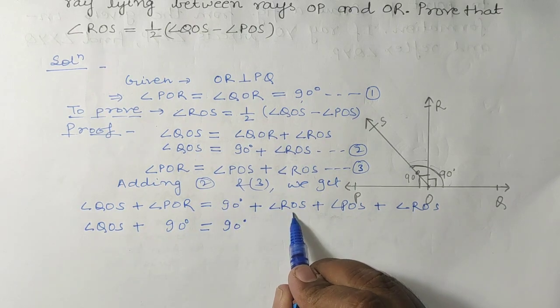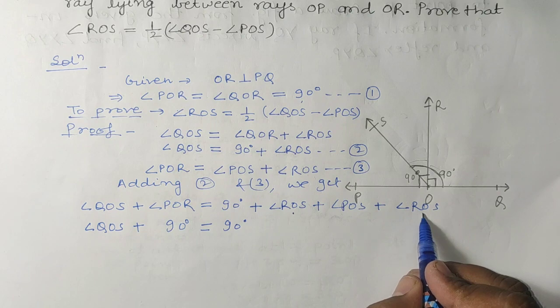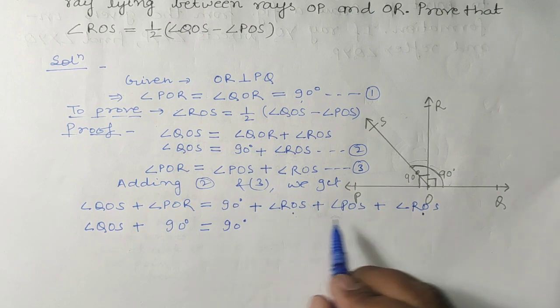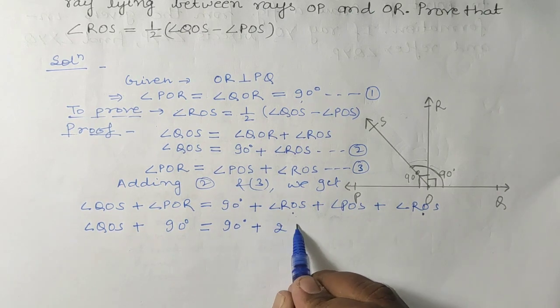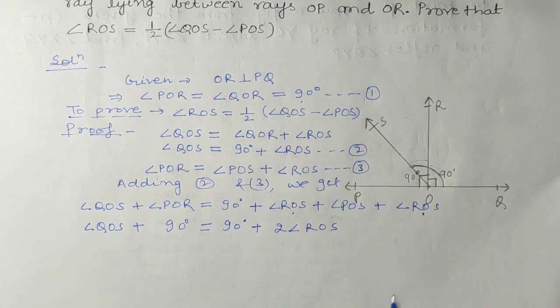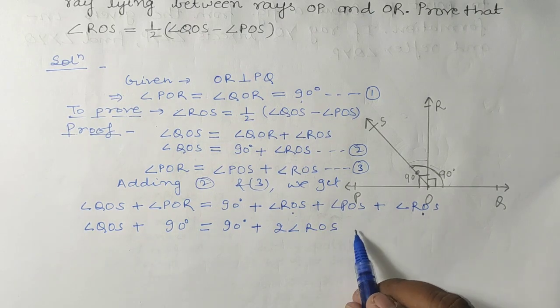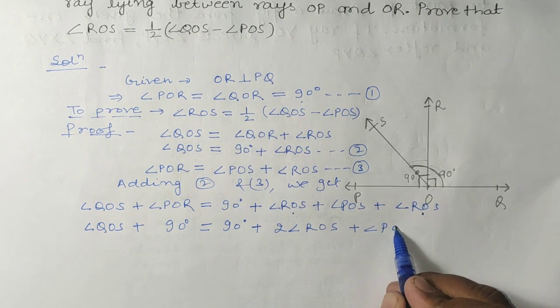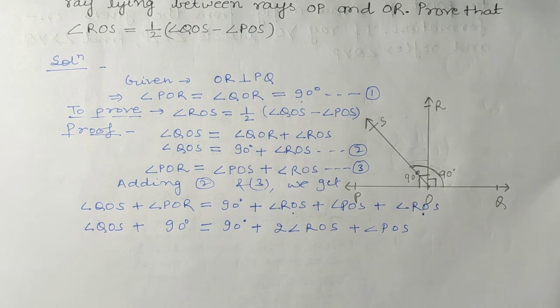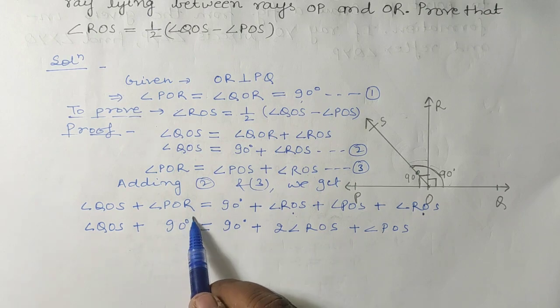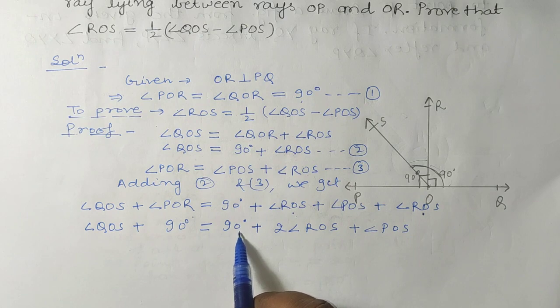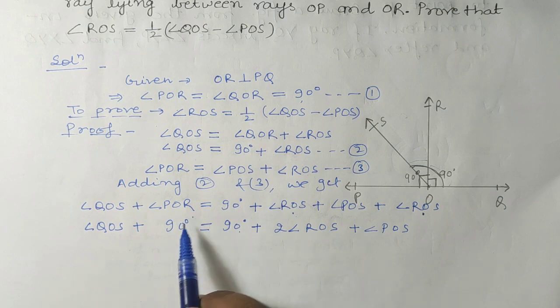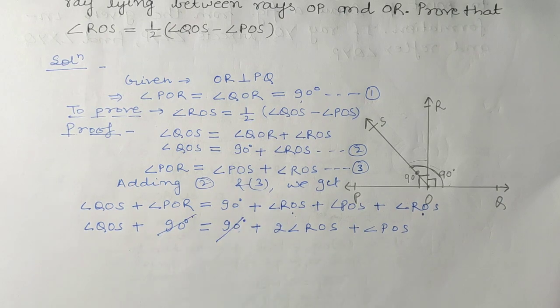Angle ROS is here and ROS is here also. Okay, so this is 2 times angle ROS. And here what is left? Angle POS. Now see students, in the left hand side also there is a 90 degree and in right hand side also there is a 90 degree. So this 90 degree and this 90 degree will cancel out.